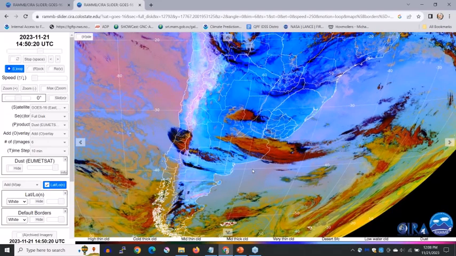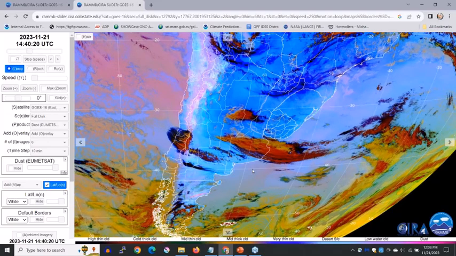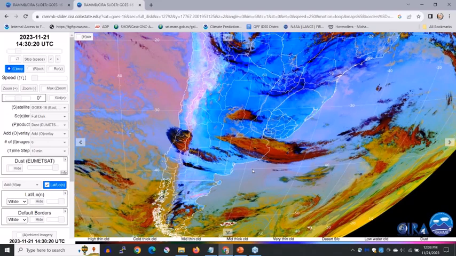We can zoom in there, but before you zoom in, how about you overlay the SO2 RGB quick? Okay.